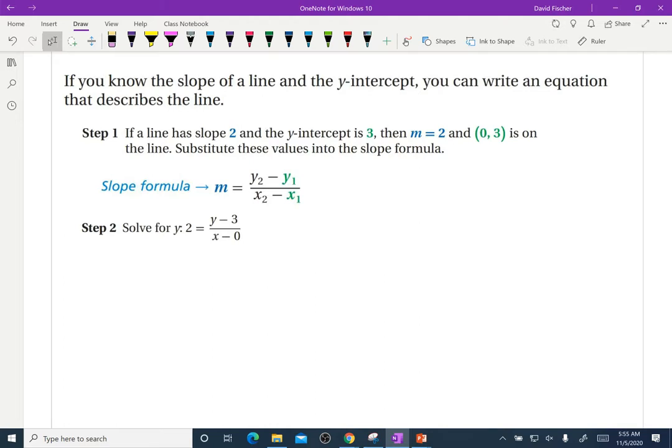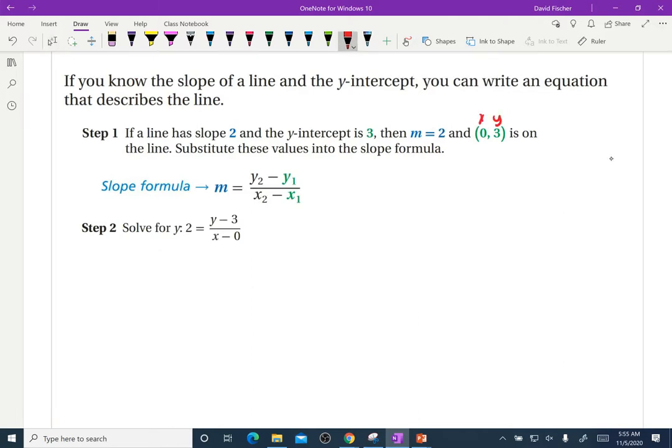They said, here's the deal. If you know the slope of a line and the y-intercept, you can write an equation to describe the line. If the line has a slope of 2 and a y-intercept of 3, then m equals 2, and our coordinate is 0, 3. This is my y-intercept. This is my x.